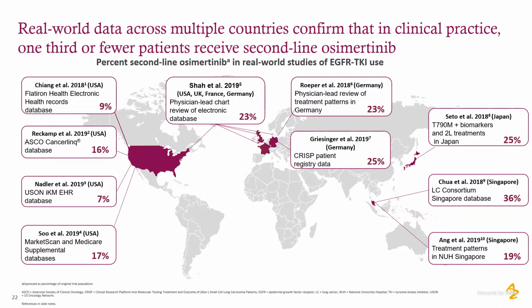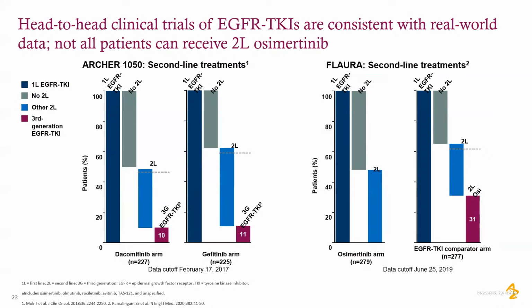So real-world data across multiple countries confirm that in clinical practice, one third or fewer patients receive second-line osimertinib. Next slide. So head-to-head clinical trials of EGFR TKIs are consistent with real-world data. Not all patients can receive second-line osimertinib. So you see in this chart also, second-line treatments in FLAURA as well as ARCHER, all the patients did not receive this second-line osimertinib. Next slide.